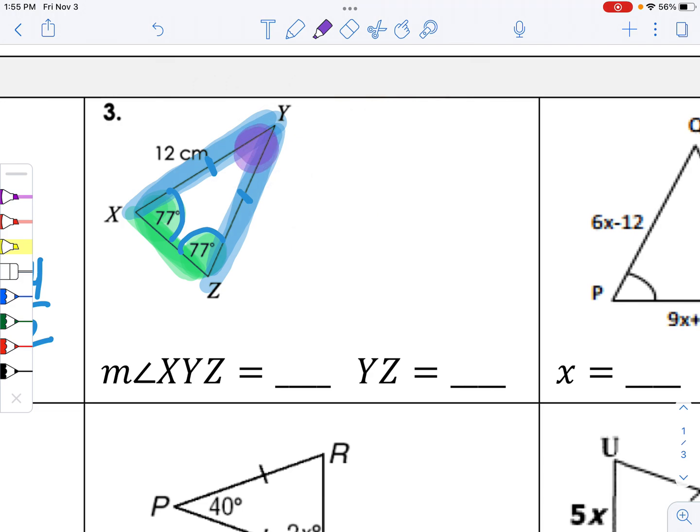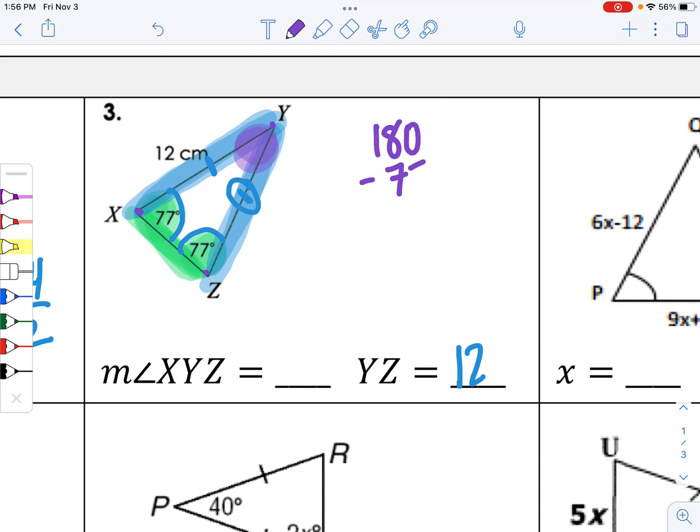And so what I'm going to do, I like to highlight everything beforehand. I added my congruence marks. We immediately know that YZ, that's this piece right here, YZ is also going to be 12 centimeters because the other leg is 12. It then wants me to find my vertex angle, angle XYZ, so starting here, going here, going here. It wants me to find this angle right here, XYZ.